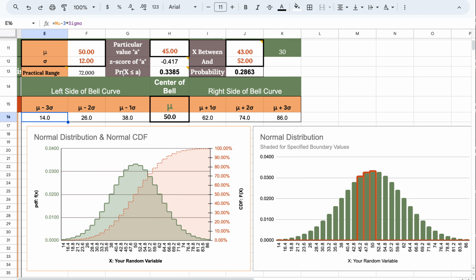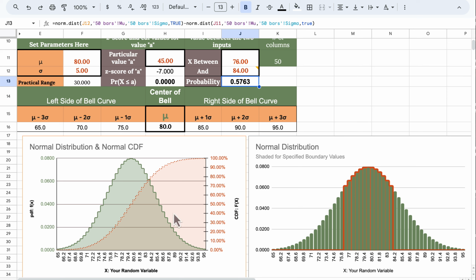What happens if you go to 50 bars? Well, if you go to 50 bars, it looks a little smoother, doesn't it? So it's the same underlying data, and it's a big data set, that's important, but instead of 30 categories, I have 50 categories. By the way, what's this thing doing here?